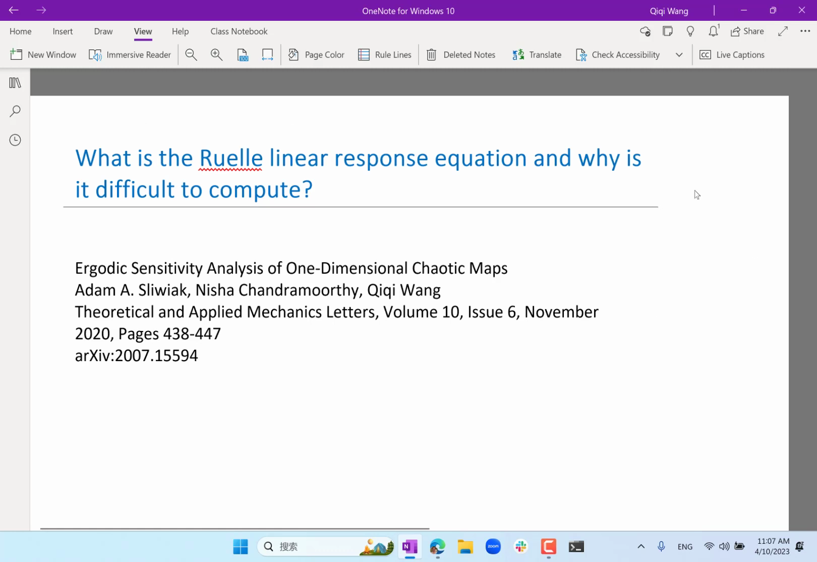What I'm going to be talking about today, you can find from another paper: ergodic sensitivity analysis of one-dimensional chaotic maps. A lot of the ideas I talk about in lectures, I realized in last Wednesday's lecture, I did not explain Ruelle's linear response equation very well. That's because a lot of the concepts are very new, and we haven't been able to figure out a way to explain it perfectly clearly yet.